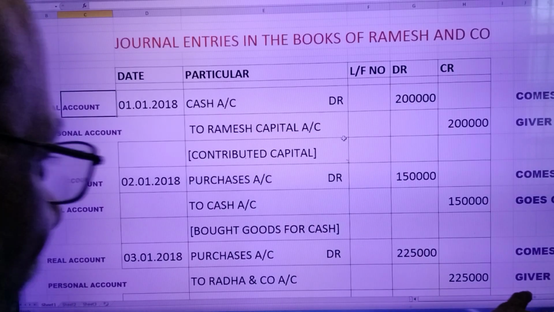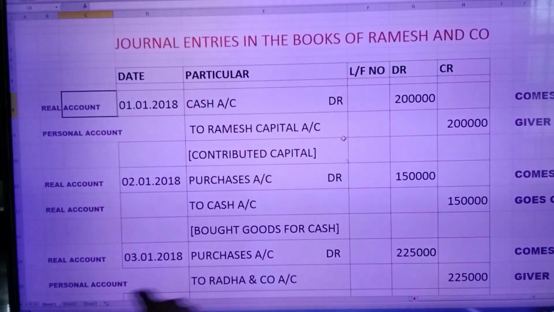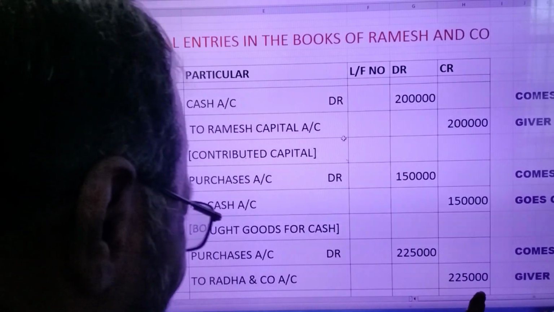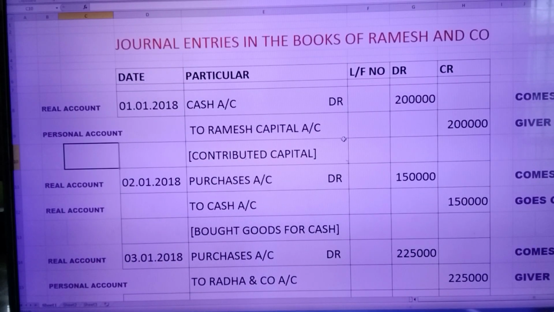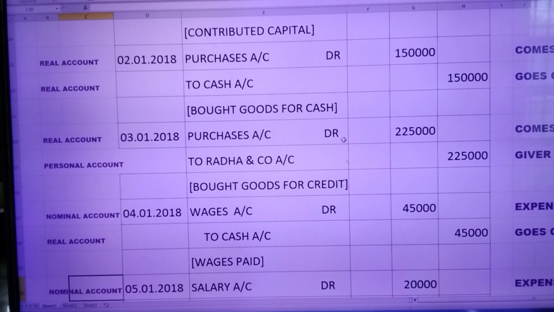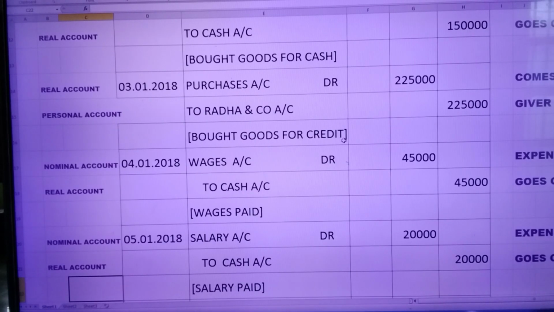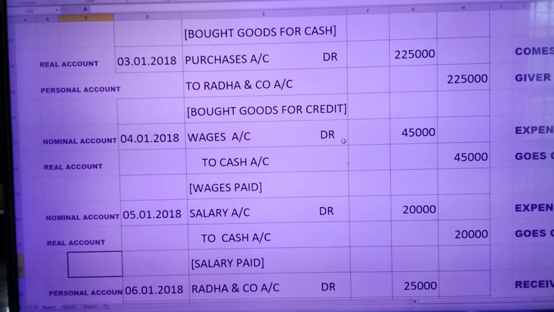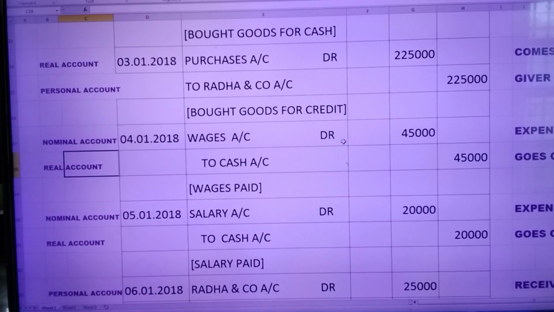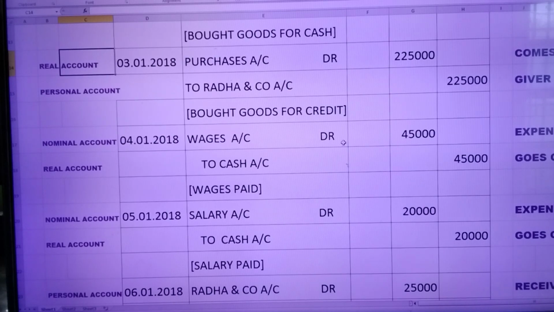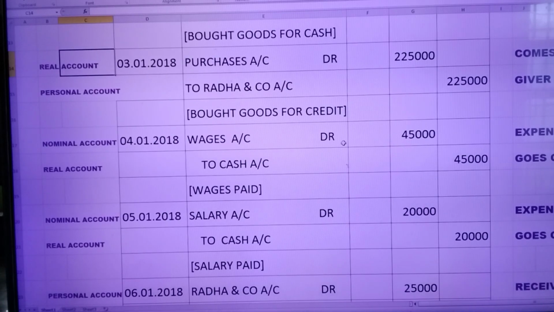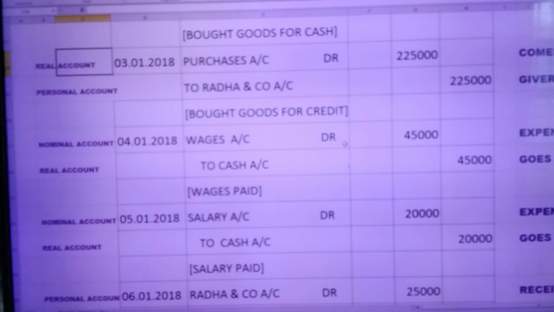And what is the rule telling? Credit the giver. That's why I put giver. I am putting your personal account, and the account is credited. I think you are able to understand now, student. Now you can understand clearly how the purchase account is debited and Radha's account credited. Once more I am telling, purchase is a real account.